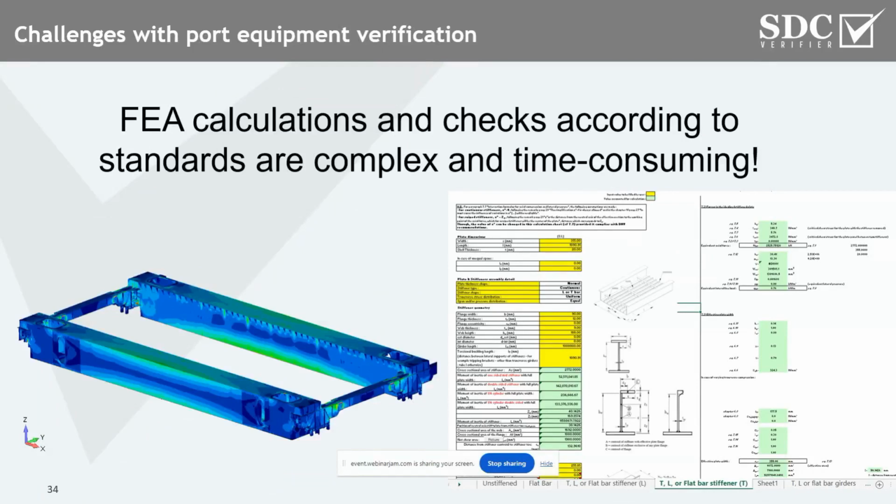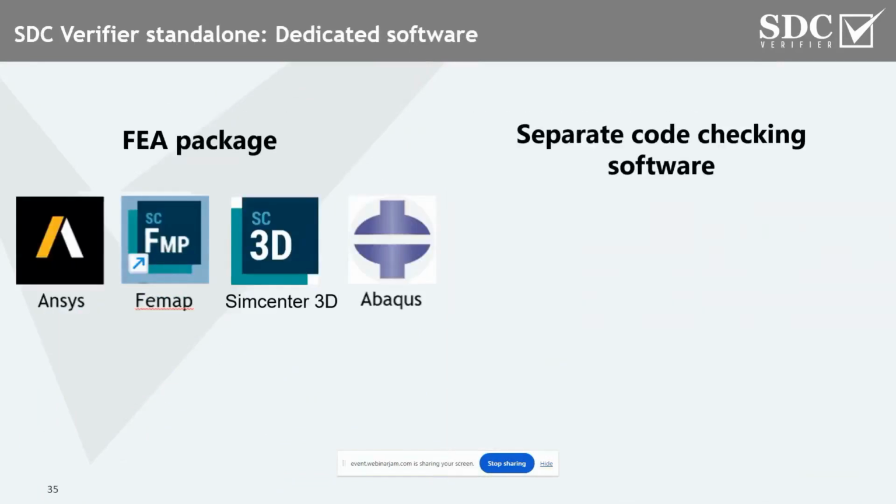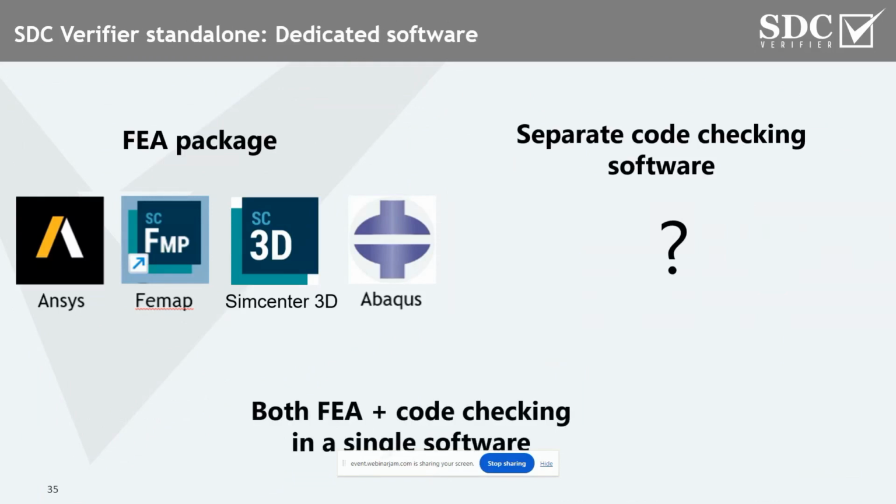There are multiple FEA packages on the market, starting from ANSYS, FEMAP, and Femap 3D, ending up with Abaqus, well known. But the biggest drawback is that all code checking programs are separate programs, and they require all kinds of importing and exporting steps, which are time consuming. So the best solution from SDC in that case was, of course, receiving both FEA and code checking in a single package, in a single software.